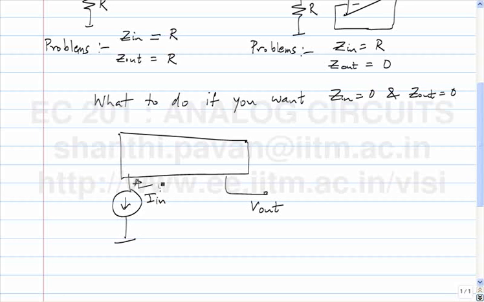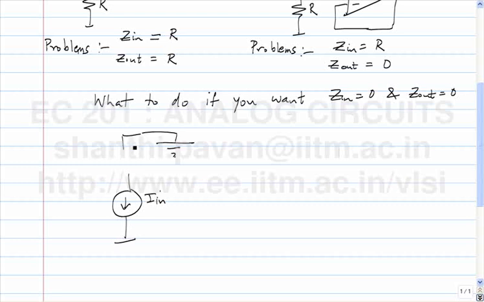Impedance is 0 means what? It's a short circuit to ground. Does that make sense? So conceptually, if this current flowed into ground, then by definition the input impedance looking into whatever box you have is 0.